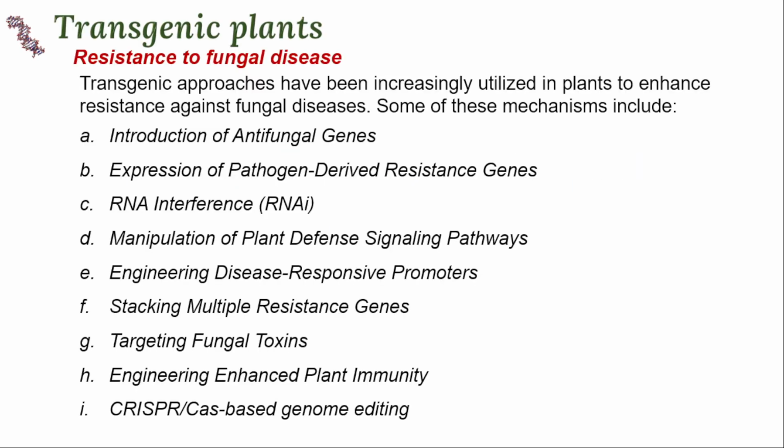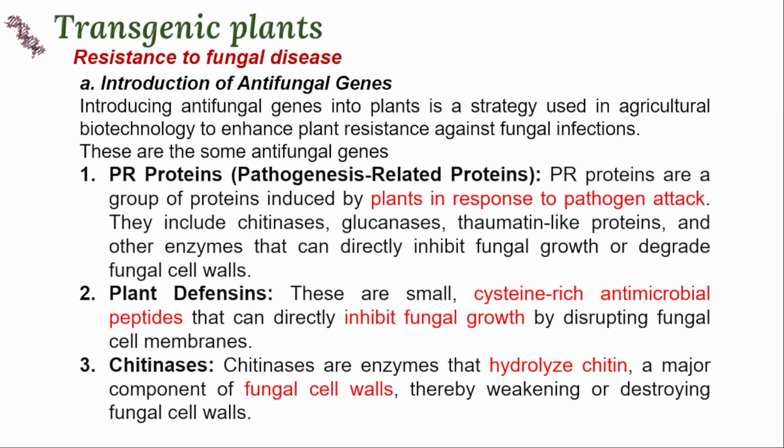One by one, we need to discuss these strategies used in transgenic plants resistant to fungal disease. These are the strategies that can be employed in transgenic plants that can easily defend against fungal infection. So we'll go one by one. The first one is introduction of antifungal genes. These are genes mainly present in different plants, bacteria, etc., that can easily defend against fungal infection.